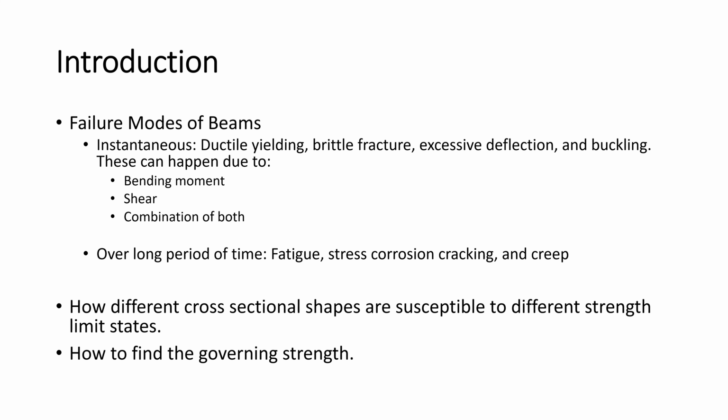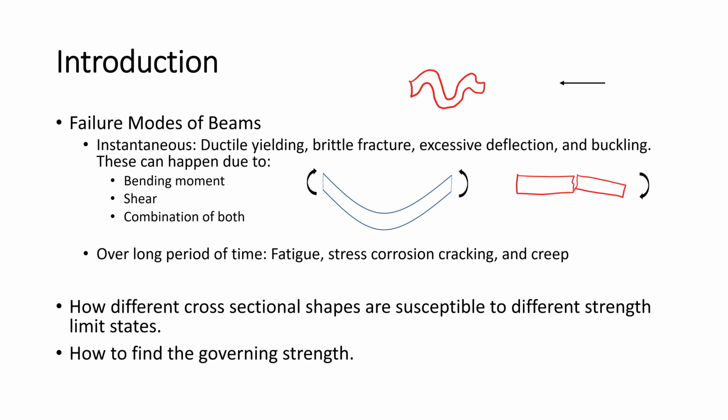Today we're going to discuss the topic of beam structural design. We're going to start by discussing the different failure modes of beams. A beam can fail in so many different ways. Some ways are instantaneous, like ductile yielding, brittle failure, excessive deflection, or even buckling. These failures can happen either through a bending moment or shear or a combination of both.